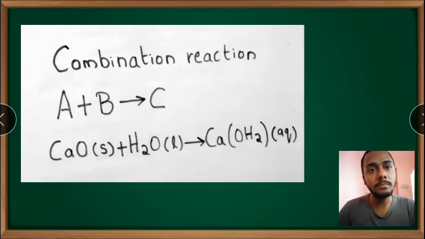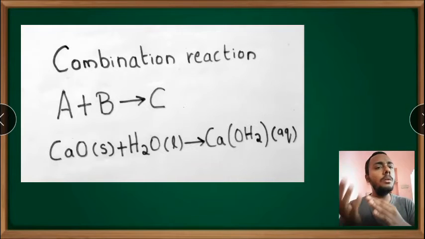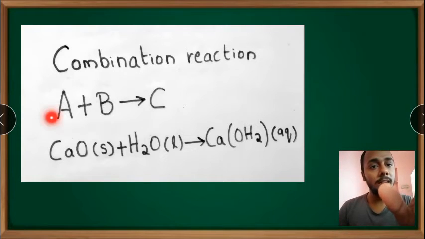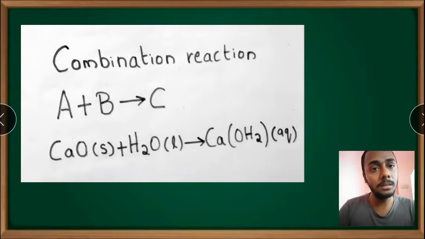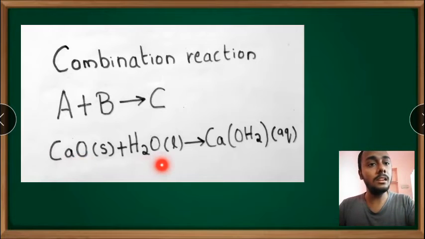Combination reaction. Here, 2 or more components react to form a single component. That is combination, combining, combination reaction. Given is an example: calcium oxide reacts with water to form calcium hydroxide. Okay, 2 components reacted to form a single component. That is a combination reaction.